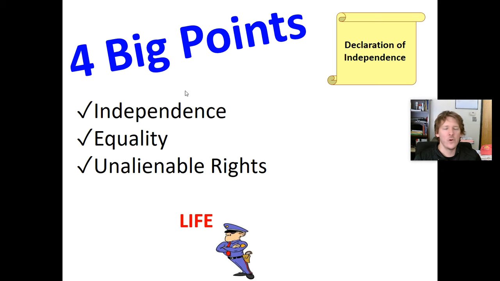And the unalienable rights that John Locke wrote about, that Thomas Jefferson will steal, that then we'll steal again in the Constitution, is you have the right to life. No one can take away your right to live. The government will protect that. That's why we have police.